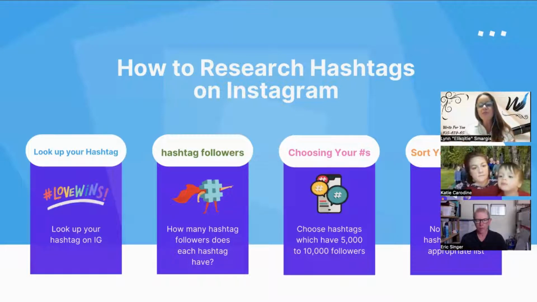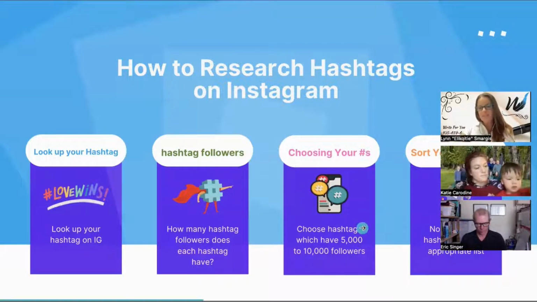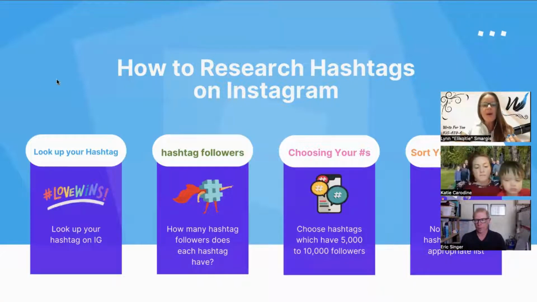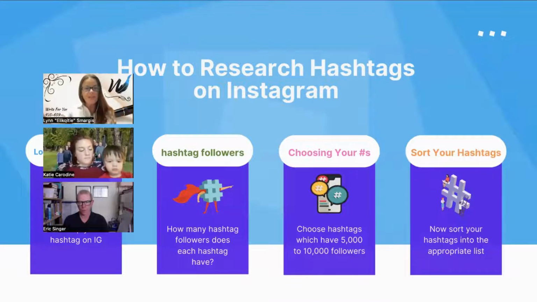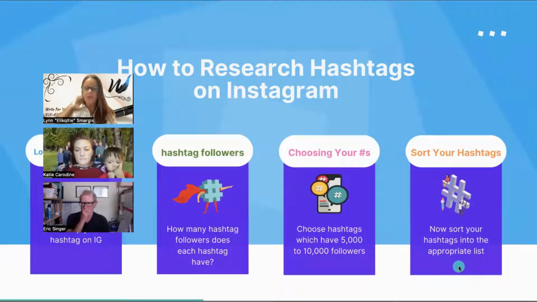So feel free to use more than 10,000 and experiment. If you add a few more that have 20, 30, 40 or 50,000 followers, see how well that post does. And of course, there are lots of other variables for your post too, but you can always experiment and try that out. And then again, sort your hashtags into the appropriate category list.